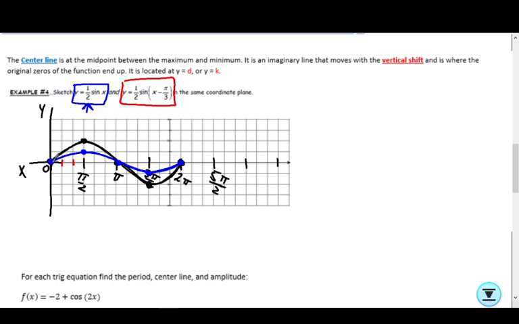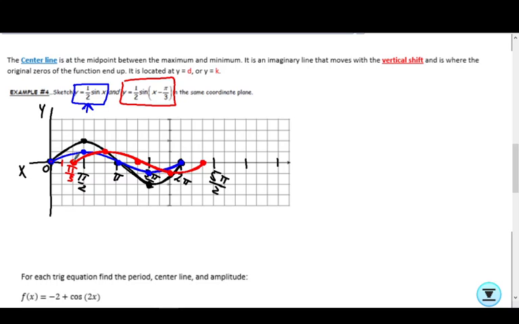So all I'm going to do now is move over 2 boxes, 1, 2, to here, which is pi over 3. Then this one I'm going to move over 2 to here, this one over 2 to there, this one over 2 to there, and this one over 2 to there. And this is my final transformed function.